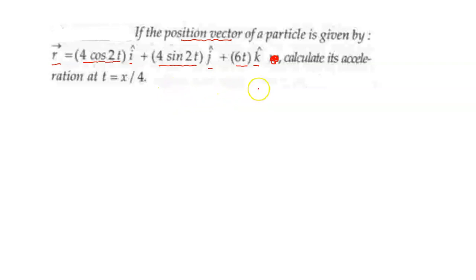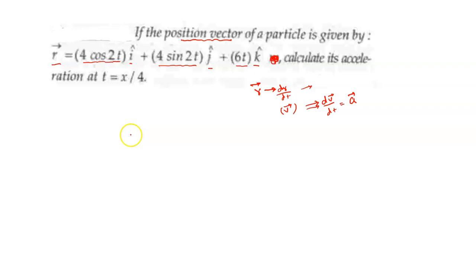Now, what are the steps? From the position vector, we have to reach the velocity. That will be dr by dt. From this velocity, the next step is dv by dt. The derivative, the differentiation of velocity, is going to give you the acceleration. So these are the steps we will be working through, more in a mathematical way.